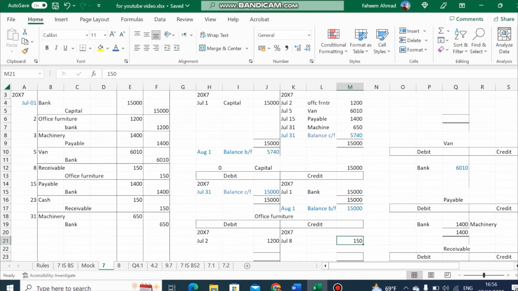What is the corresponding entry? Corresponding entry is receivable. I'm going to post here receivable. And for office furniture for 2nd of July, what is the corresponding entry? Corresponding entry is bank. So I'm going to post bank. Okay, now I cannot see any other entry relating to office furniture. So I'm going to calculate balance carried forward.